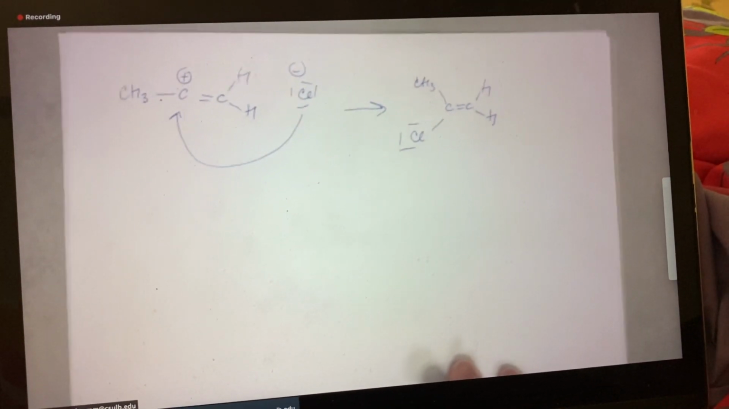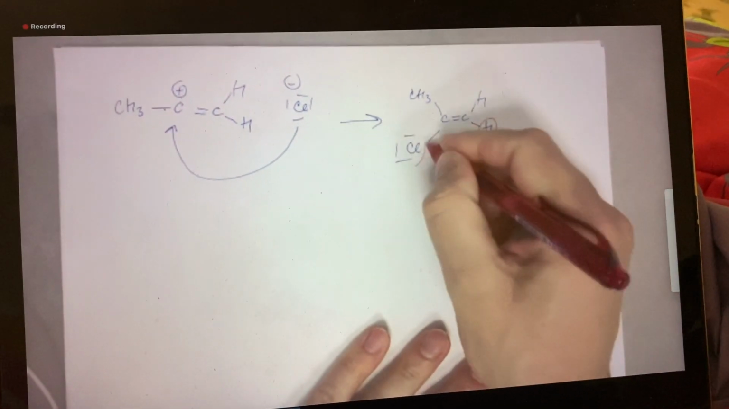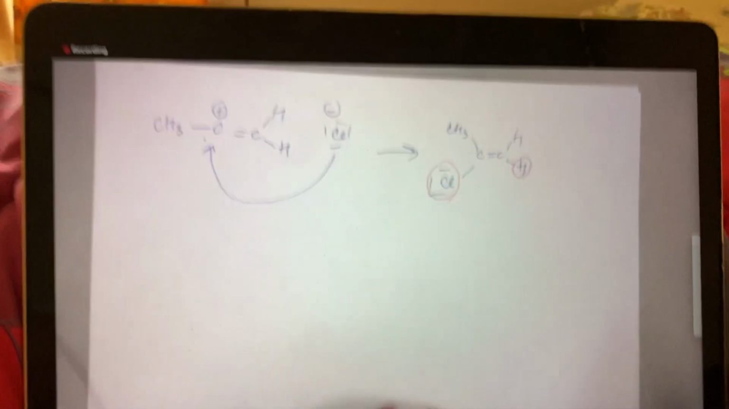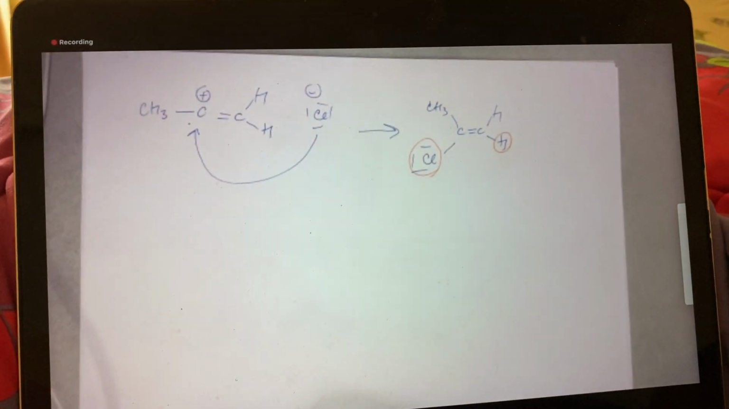This would be the product that we would get. These hydrogens and this chlorine came from HCl. We had a triple bond, we still have a double bond because we are only reacting or doing reactions with one bond at a time.